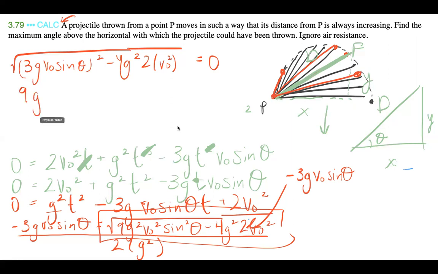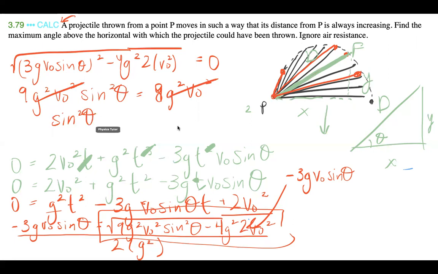So we're going to have 9g squared v naught squared sine squared theta is equal to 8g squared v naught squared. Well, we can just cancel out g squared and v naught squared, and we're left with sine squared theta is equal to 8 over 9. I'm just going to grab my calculator to plug this in. All right, I plugged it in, and the answer that I'm getting is theta is equal to 70.53 degrees.